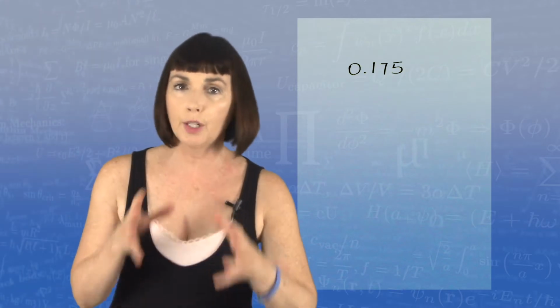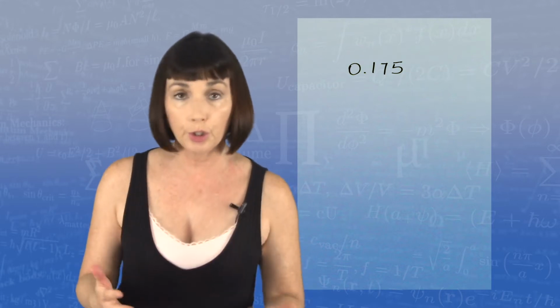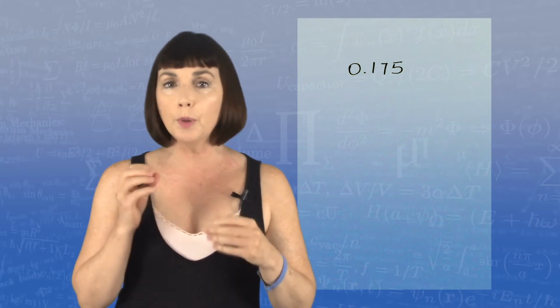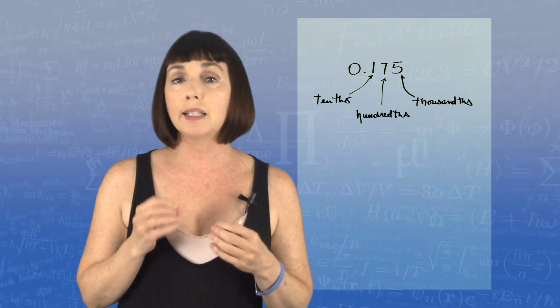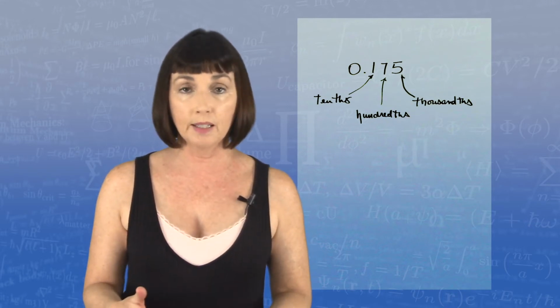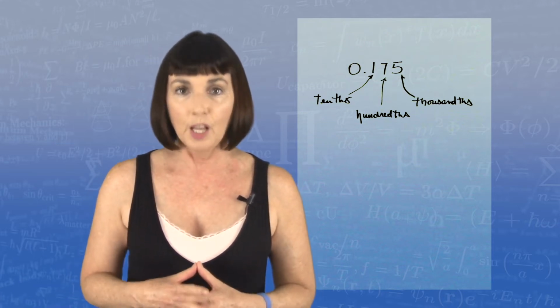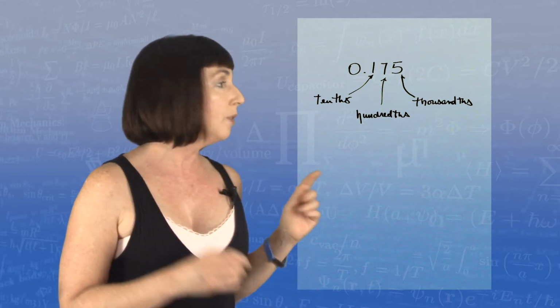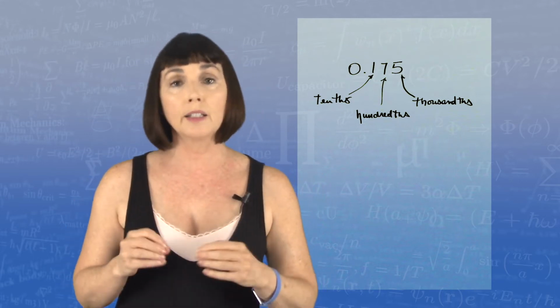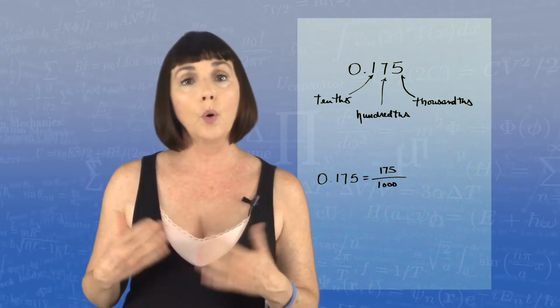But what if you started with that value? What if you started with 0.175 and you wanted to turn it into a fraction and you didn't already know it was 7 over 40? Well, you have to remember the places to the right of the decimal point. The first place is the tenths place, then the hundredths place, then the thousandths place, then the 10,000ths place, etc. So in this case, our decimal value goes to the thousandths place. So we can use that as our denominator, and we can write our decimal value as 175 over 1,000.